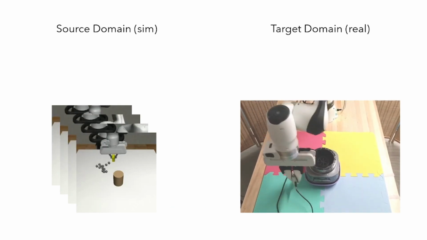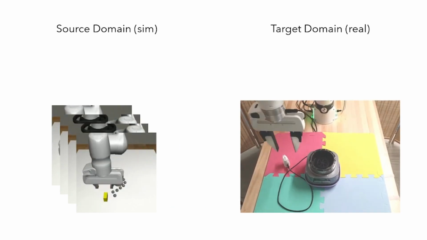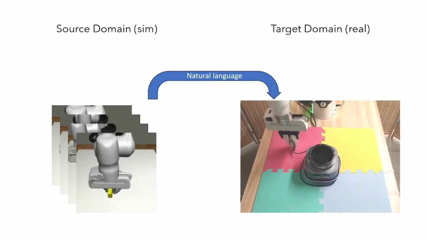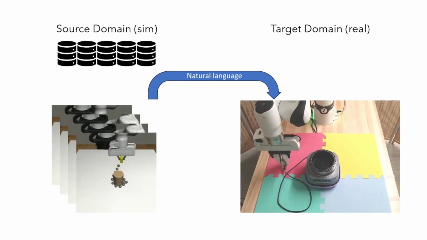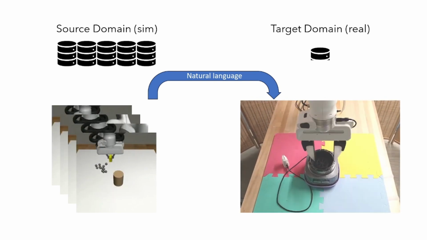Can we avoid system identification by using natural language to bridge a large visual Sim2Real gap? Language could help extract information from abundant sim data when learning from a few real-world demonstrations. We propose learning domain-invariant representations with language.